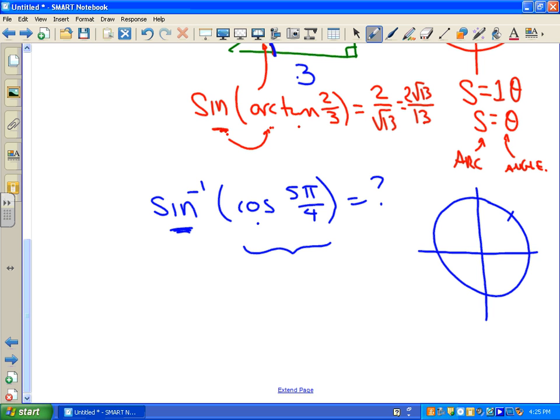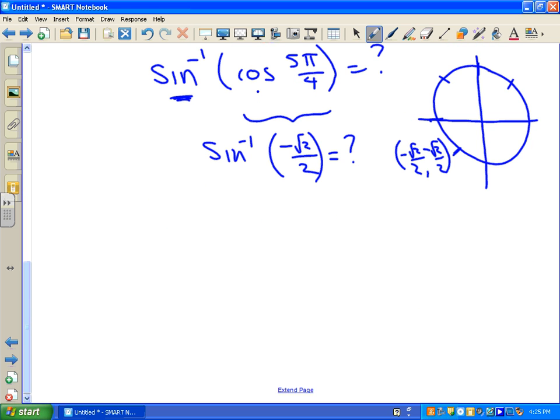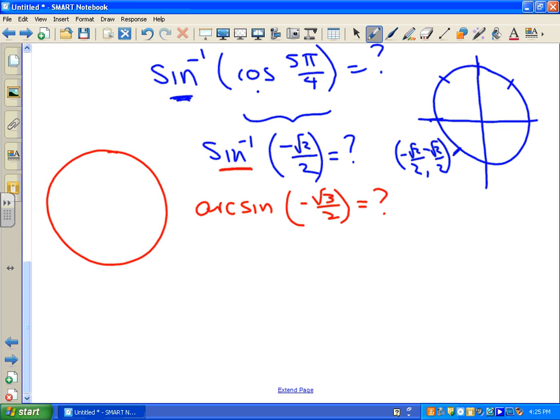We find there's 1, 2, 3, 4, 5 pi over 4. The ordered pair is minus root 2 over 2 and minus root 2 over 2. The cosine of 5 pi over 4 is minus root 2 over 2. Okay, so that's the parentheses, and now we're asked to find the sine inverse of that value. Not too bad. We once again think of sine inverse as the arc that has a sine of minus root 3 over 2. And that's not hard to do. Another quick unit circle will give it to us.